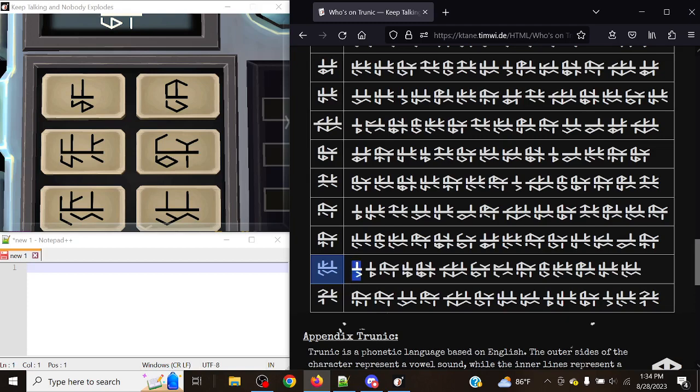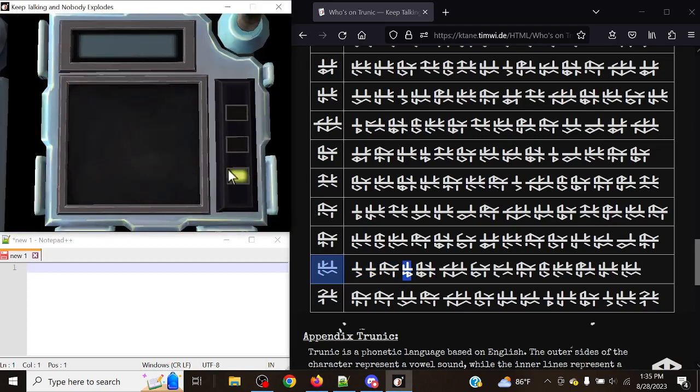This symbol doesn't look like it exists. This one doesn't look like it exists. This one's close, but it's not right. This one does exist. Yes, it is this one right here. So let's click this one, and just like that, it's good to go.